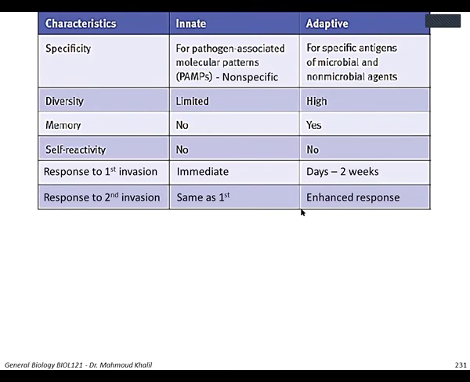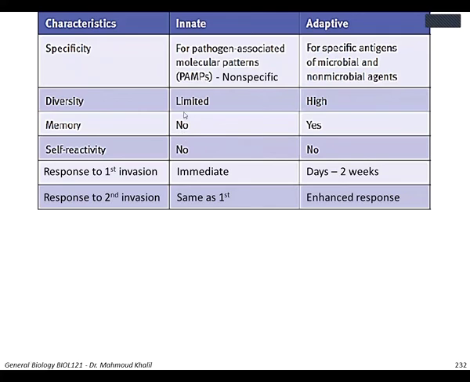So here you can see a summary that differentiates the innate and the adaptive immune response. Mainly the specificity: in the innate it is non-specific, while for the adaptive it's very specific. The innate immune response is provoked by pathogen-associated molecular patterns, which are actually the antigens, as we have said, displayed on the surface of the invaders. While the adaptive is very specific for antigens and the microbial invaders. The diversity, of course, is limited for the innate, and very high for the adaptive.